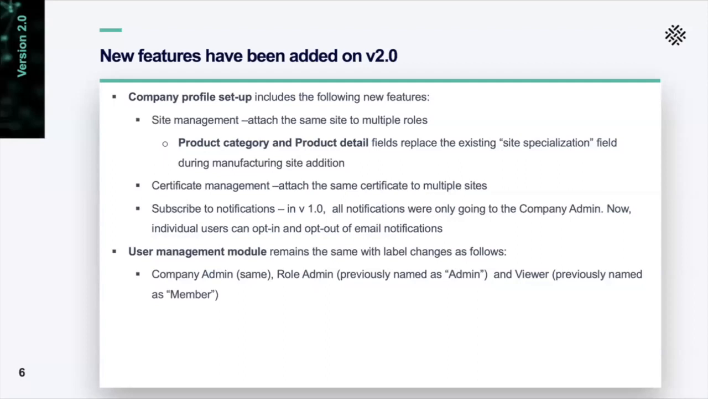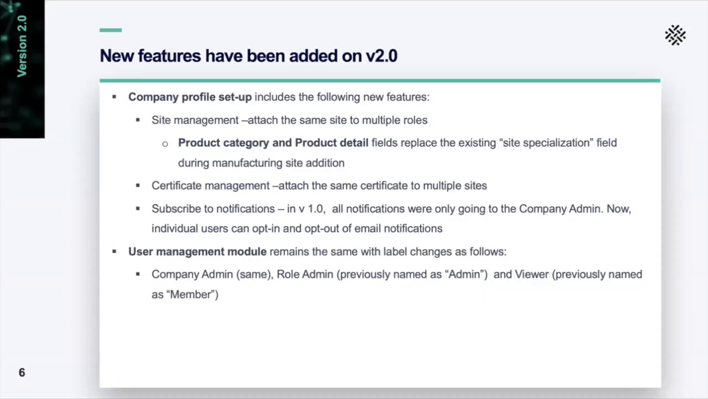You will now be able to attach a single certificate to multiple sites. Instead of having to go to each site separately and adding the same certificate, you can attach the same certificate to multiple sites in one step now. And now you can also subscribe to notifications. As you would remember, in version 1.0, all notifications were always sent only to the company admin. Now all admins, as individual users, can opt in and opt out of email notifications, and we will demonstrate that to you as well.